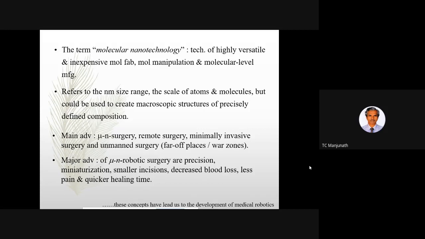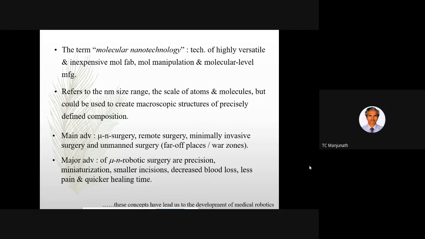What is the guarantee that the circuit you designed at the software level is correct or not? Only after it is implemented. That's why this is called molecular fabrication, molecular manipulation related to the fabrication level. This refers to the nanometer size range, the scale of atoms and number of molecules, and it could be used to create macroscopic structures of precisely different composition. For example, a 25 paise coin can be made up of 1 billion nanoparticles. Similarly, a macro object can be composed of millions of nanoparticles or picoparticles.